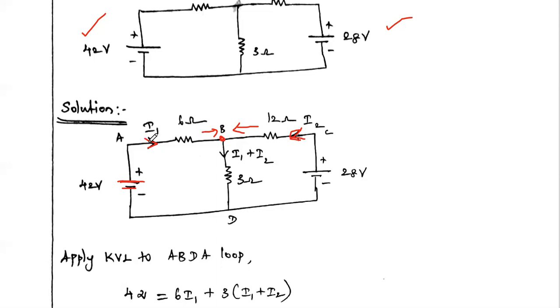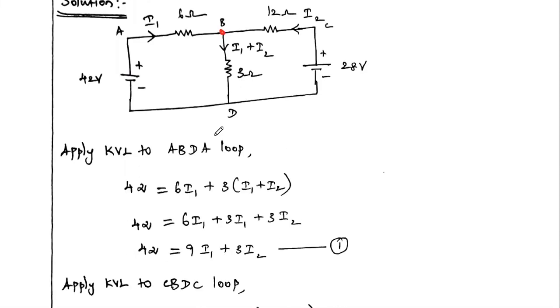Marking the current directions is the first and foremost step. After marking the current directions, only then do we write the KVL equations. This is the current I1. Because of this voltage source, one more current is supplied, both currents are added, and that total current flows through the 3 ohm branch. Our question is to find the current flowing through this 3 ohm resistor, so we have to calculate I1 and I2 separately, and adding I1 and I2 gives the current flowing through the 3 ohm resistor.